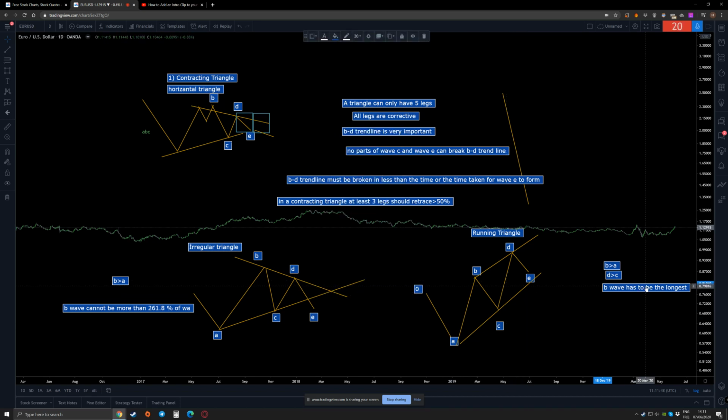Now, as you can see, these are all triangles, and because I don't have enough time, I couldn't even come to the special types of triangles and the expanding ones also. So on the next one, I will try to show the rest.